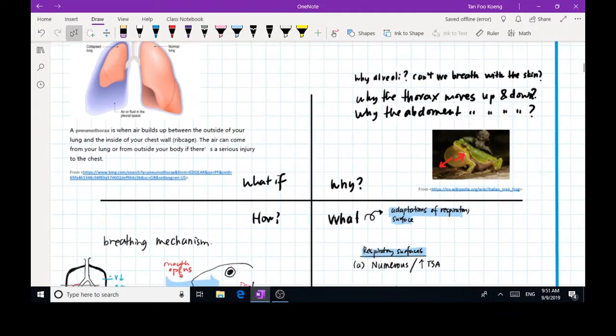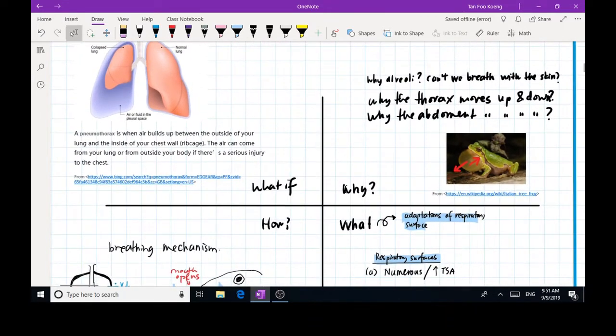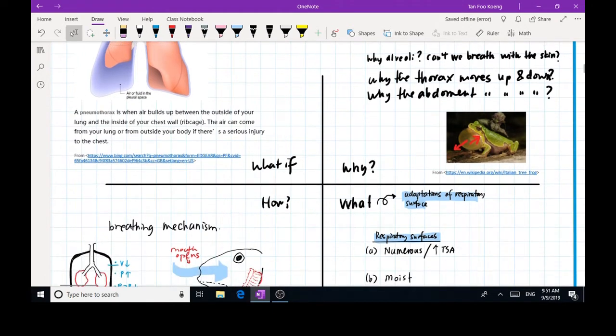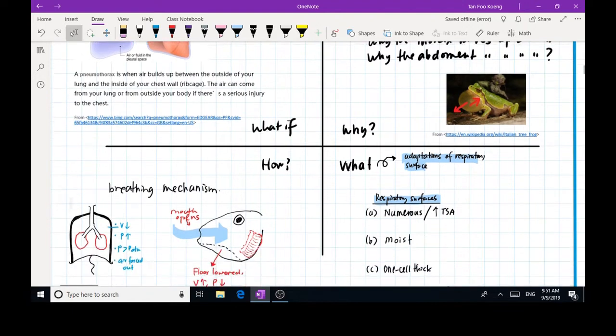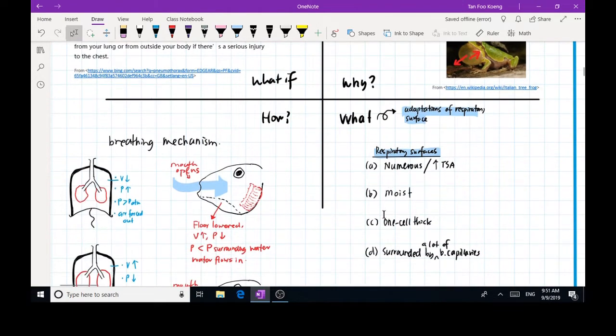Now, if you can recall, we have been talking about why we breathe, why we need alveoli for gaseous exchange, why the thorax and the abdomen can move up and down during the breathing process. And then we also have looked at the adaptations of the respiratory surfaces, and these are the four common characteristics or the adaptations of respiratory surfaces. So today let's look at how we breathe.